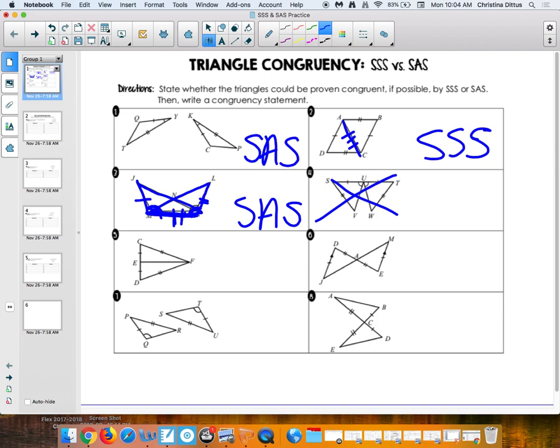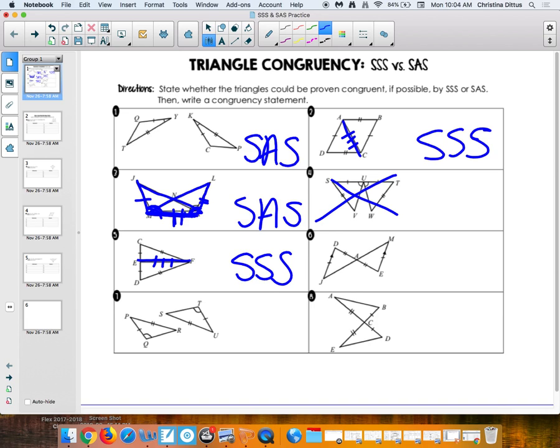In number 5, I got 2 side pairs. What else do I see from my picture? Line EF. What about it? It's reflexive, because it's shared. So since they shared, it has to be congruent. So now I have SSS.